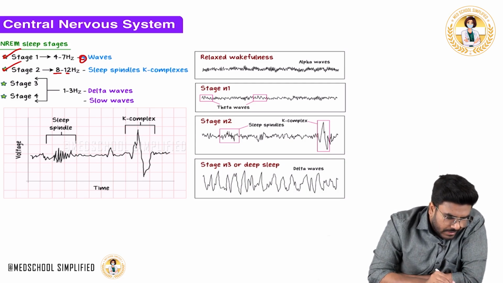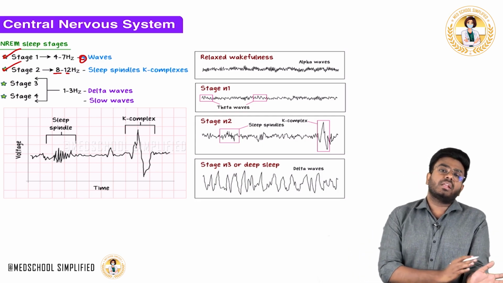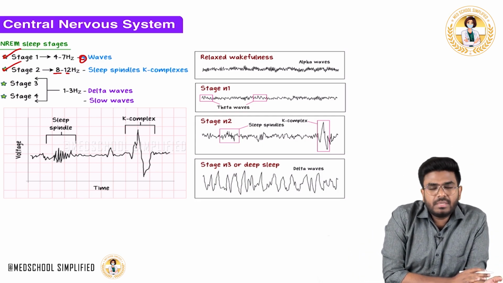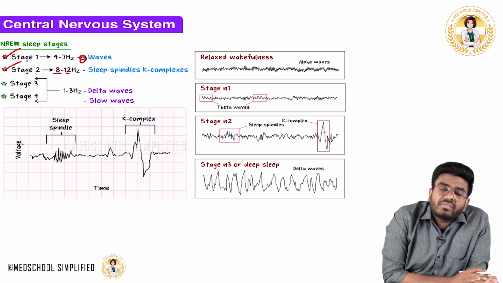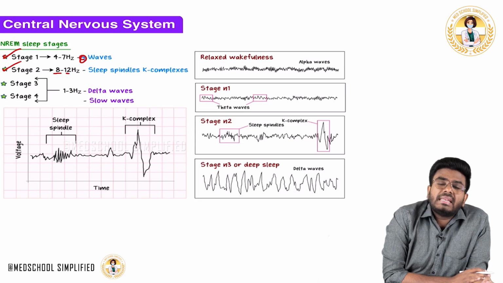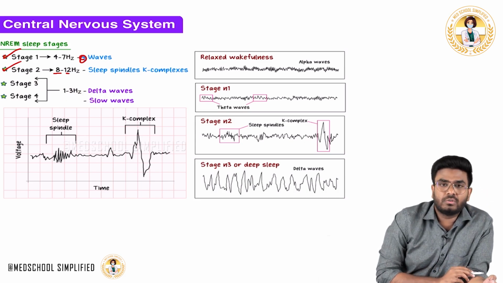Now NREM stage 3 and NREM stage 4 are the deep sleep. So which waves are seen? Delta waves are seen. Now what is the frequency of delta waves? The frequency of the delta wave is 1 to 3 hertz. So in NREM stage 3 and 4, you will have delta waves, or slow waves, with a frequency of 1 to 3 hertz.